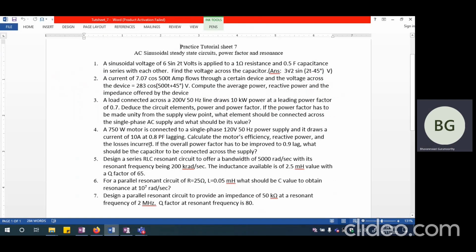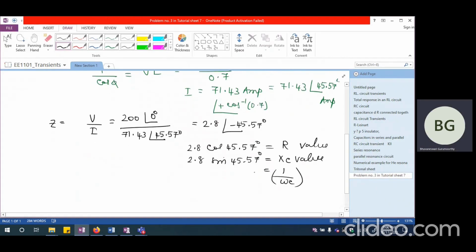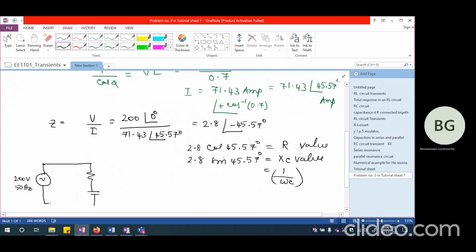Okay. Now the second portion of this question says, if the power factor has to be made unity from the supply viewpoint, what element should be connected across the single phase AC supply and what should be its value? So basically this circuit says we are going to have an AC voltage which is 200 volts, 50 hertz, and we are having R and C connected like this.